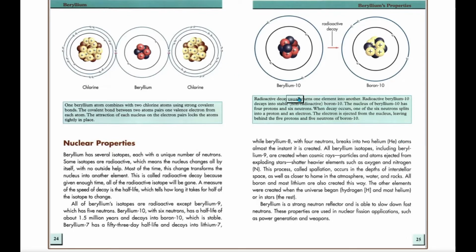Radioactive decay usually turns one element to another. Radioactive beryllium-10 decays into stable, non-radioactive boron-10.